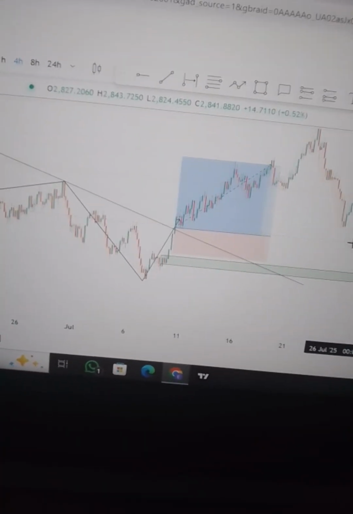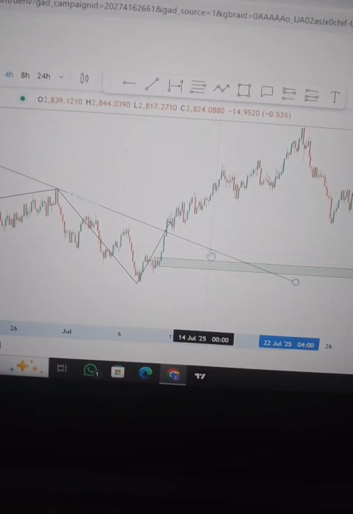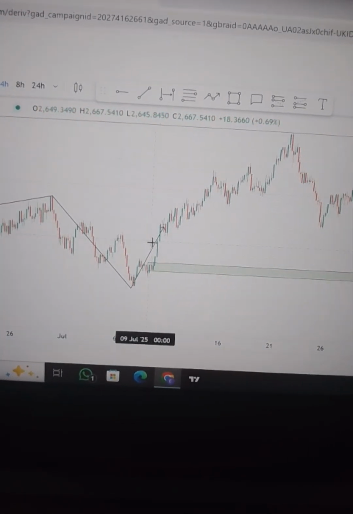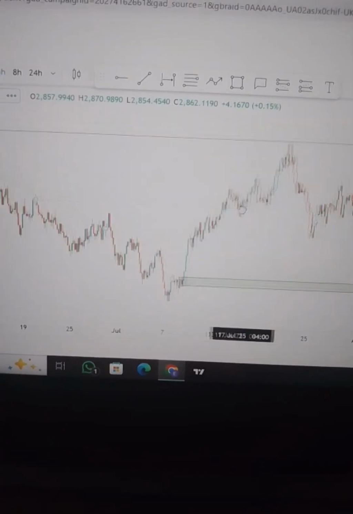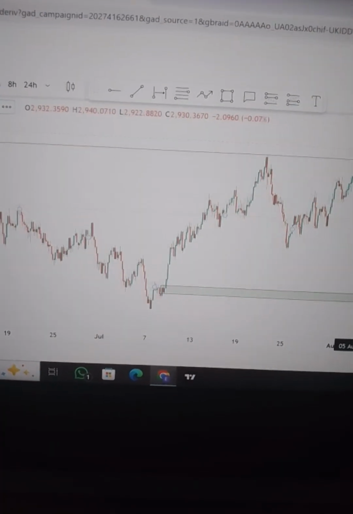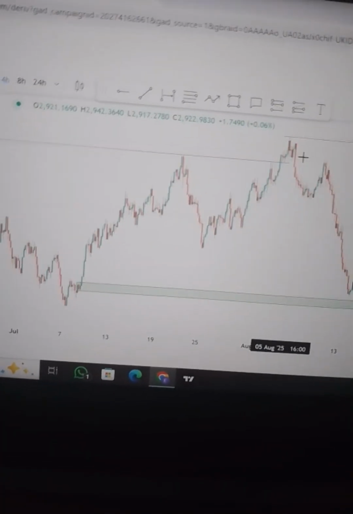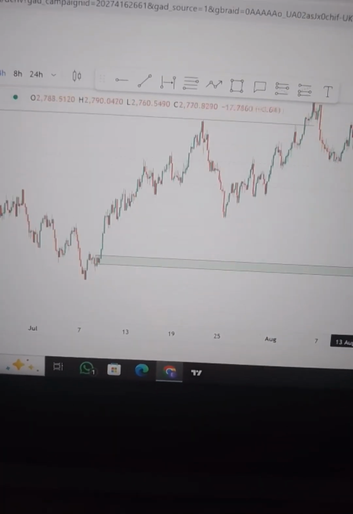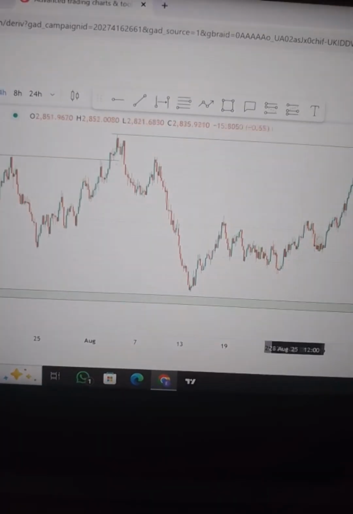But me, I don't trade it. I don't trade with these strategies. So this is how they trade advanced and normal market structure. This is how they trade market structure. I will even be grabbing this small movement and trading it.